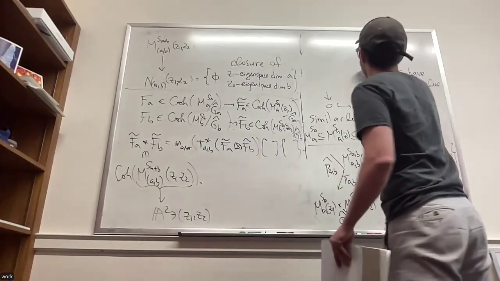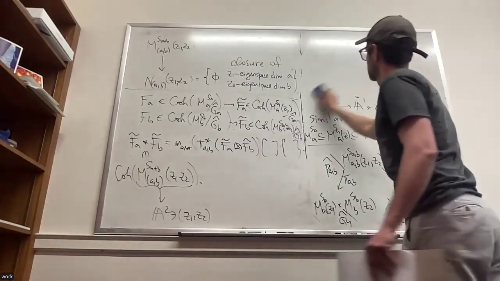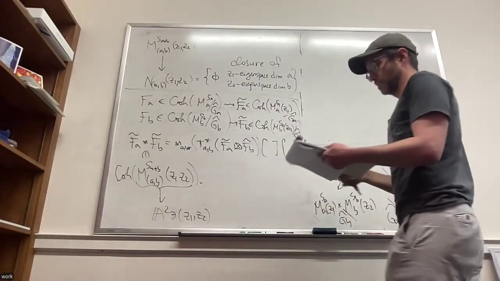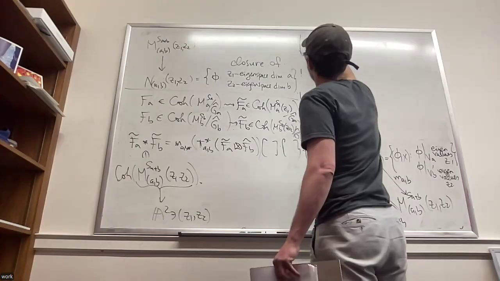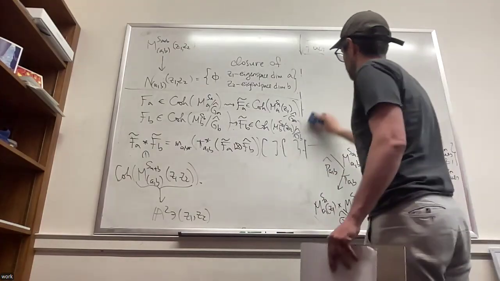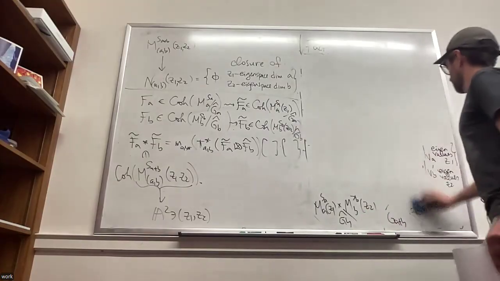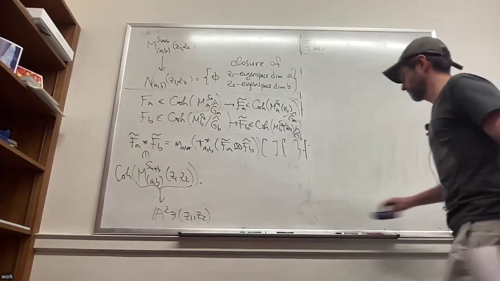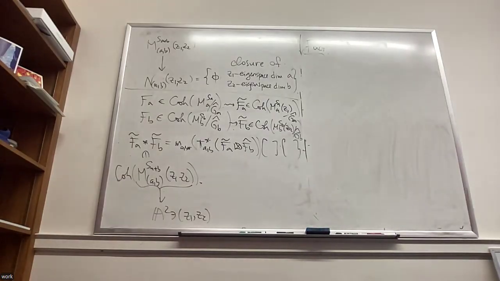All right. And so what are the main two properties of these objects? I'll summarize them. Let's see what time it is.